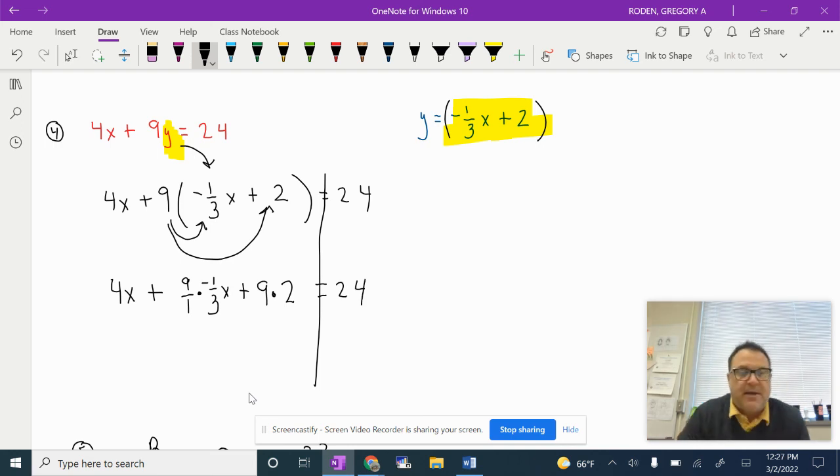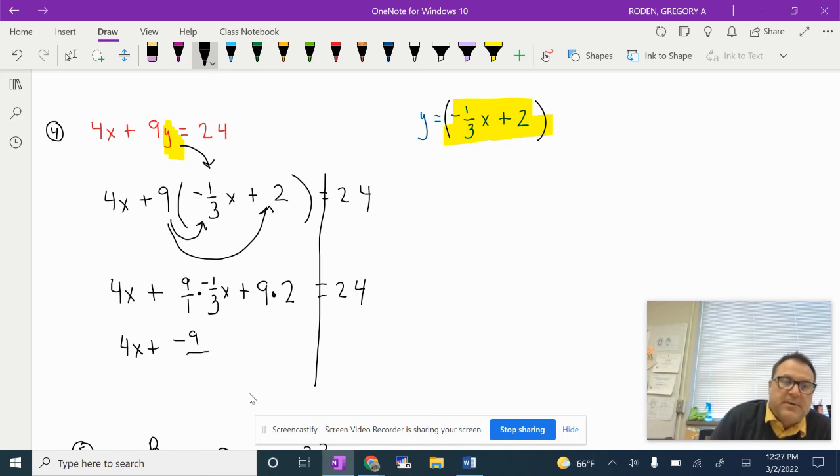All right, so let's do the math here. I'm going to copy down the 4x. I can multiply straight across. 9 times negative 1 is negative 9. 1 times 3 is 3. So I get negative 9 over 3x plus 9 times 2 is 18. And that still is equal to 24.